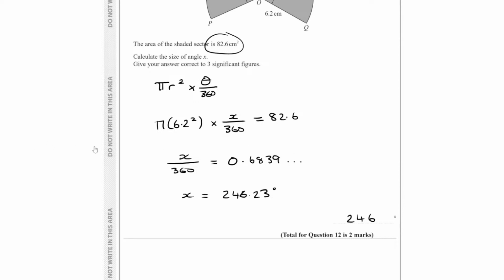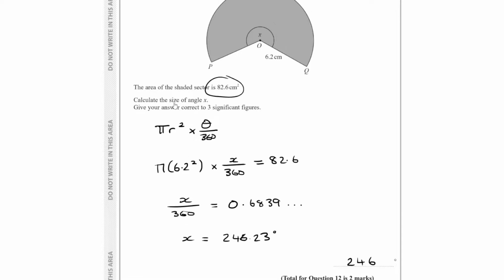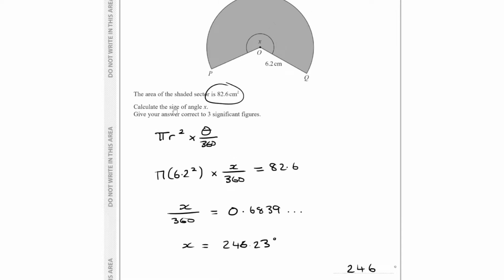And just think, does my number kind of make sense? If you look at that angle, I know it's not drawn to scale, but it's obviously bigger than 180, isn't it? It must be smaller than 360, but it looks like it's bigger than 180, so that makes sense.